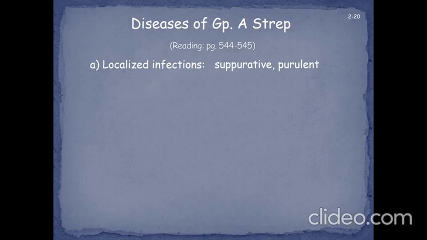The localized infections are typically suppurative and purulent. So this is pus producing, right? We see an increase in pus or fluid or a buildup of some sort that comes fairly rapidly. The first one that we're going to cover is pharyngitis. Now pharyngitis, you all know this one. This is strep throat. When we talk about Streptococcus pyogenes, we typically talk about strep throat.